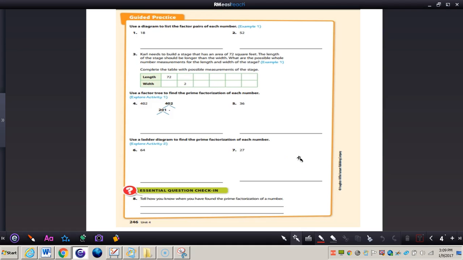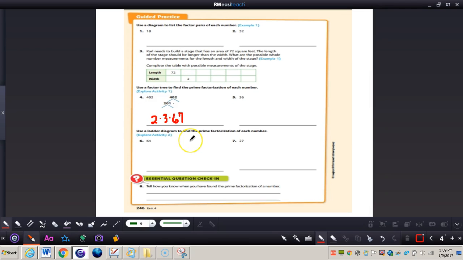Now let's turn to page 246, and I want you to work on number 4, and you can work on that now. So you can see the prime factorization for 402 is 2 times 3 times 67. Now for number 6, I'd like you to use a ladder diagram to find the prime factorization of 64, and you can work on this now. Now you can see the answer for number 6 is 2 to the power of 6.